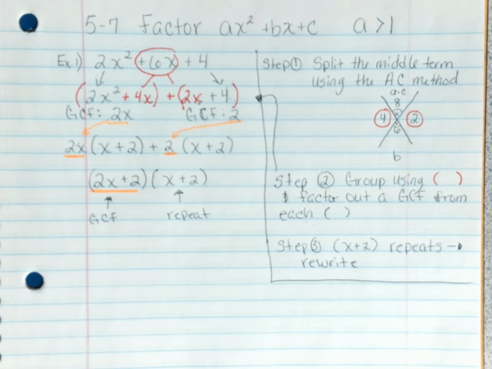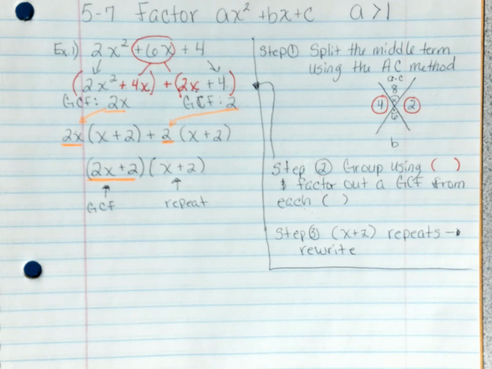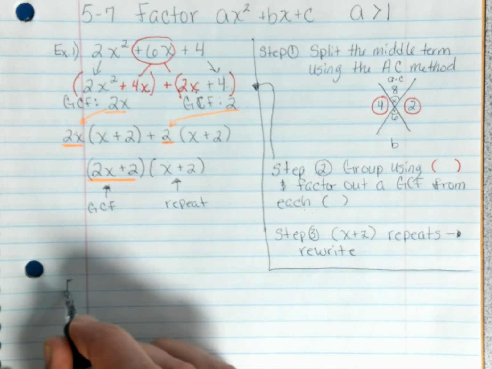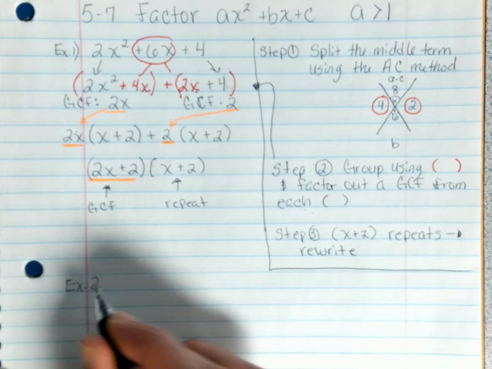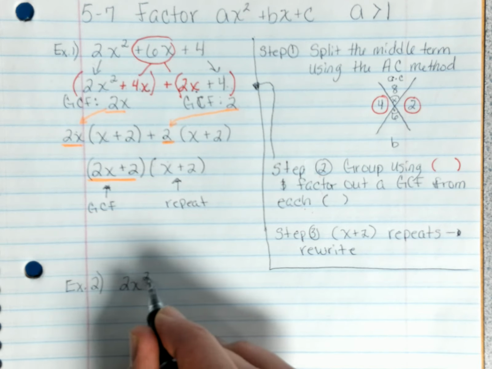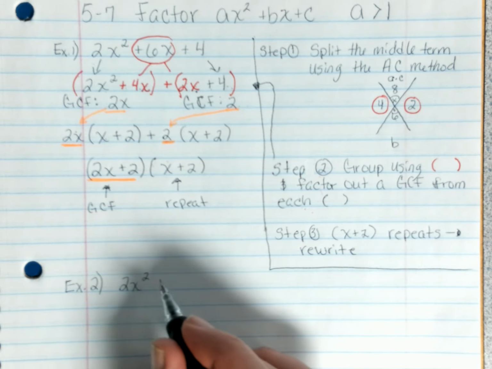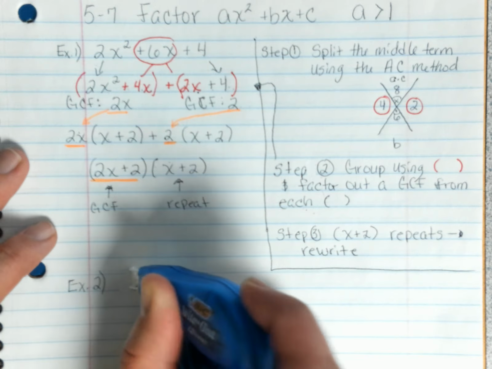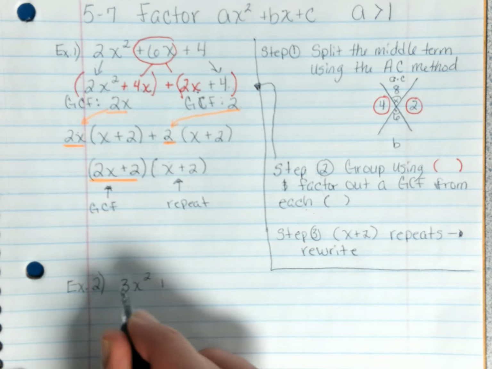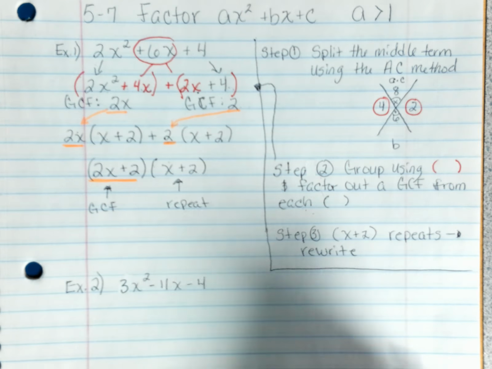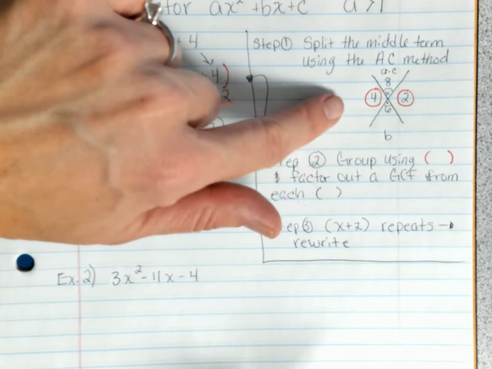I'm going to go ahead and do a few more problems. As I do them, watch me do the whole problem first, and then see if you can try to do it on your own. If you can't, rewind it. So this time let's use 2x squared. Sorry, not 2x. Let me use 3. Okay, so let's use 3x squared minus 11x minus 4. So step 1, we're going to split the middle term.